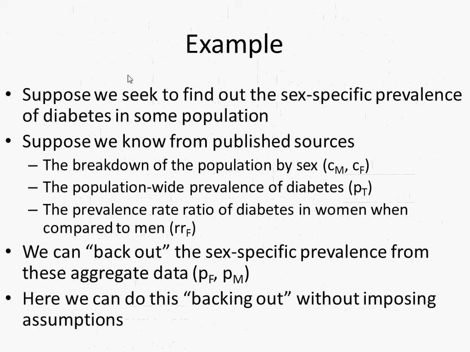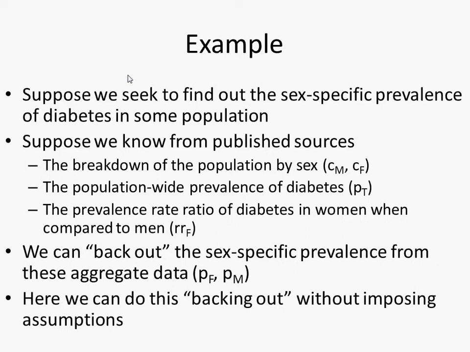So the example I had here: suppose we wanted to find the sex-specific prevalence, so the fraction of the population for each sex separately that has diabetes. And suppose we don't know what that is, but what we do know is the breakdown of the whole population by sex, so what fraction is male, what fraction is female. We know the prevalence for the whole population, the entire population. So we may know 26% is diabetic in the population as a whole, and we might know the rate ratio.